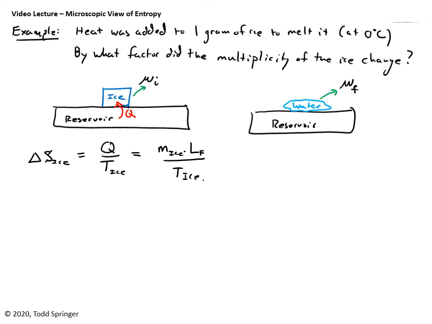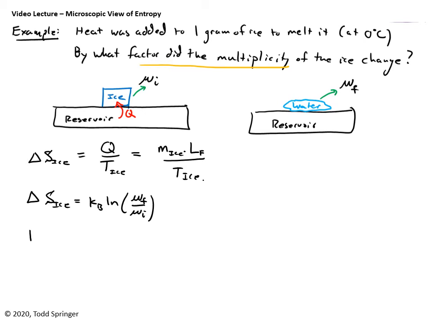Now, I want to know by what factor did the multiplicity change. So now here is where I'm going to use the new ingredient, which is delta S for the ice is Kb natural log omega final over omega initial. So I'm making the connection between entropy and multiplicity, or number of microstates. So we can substitute those in.